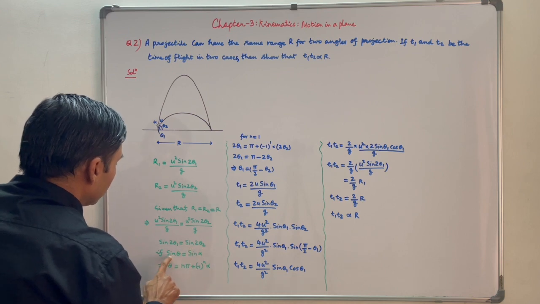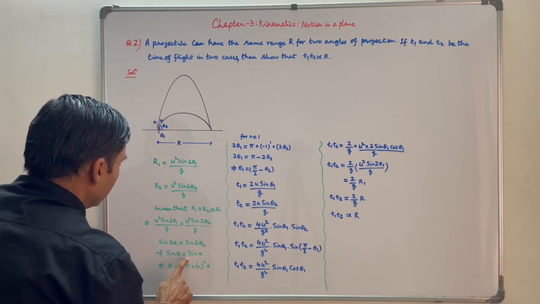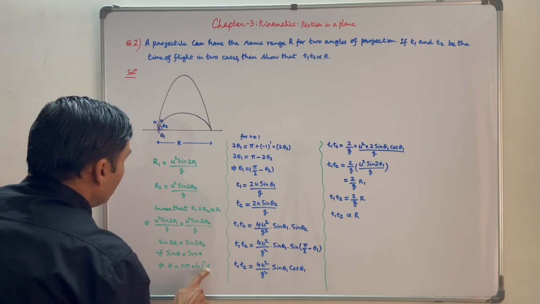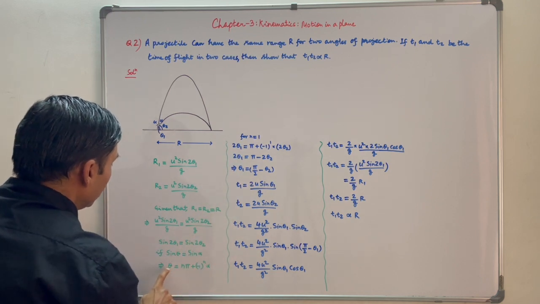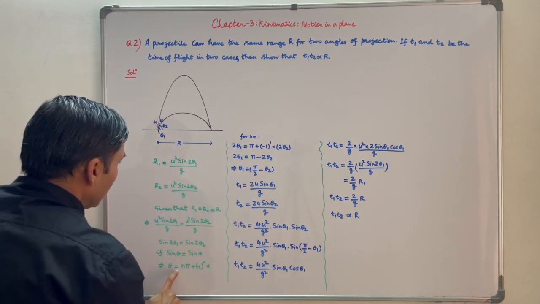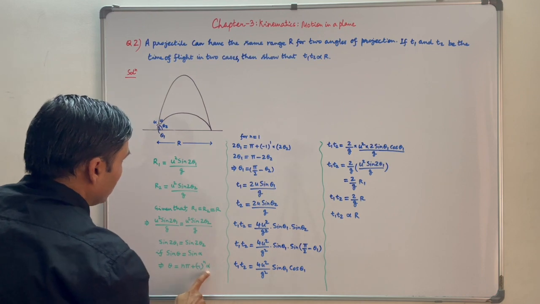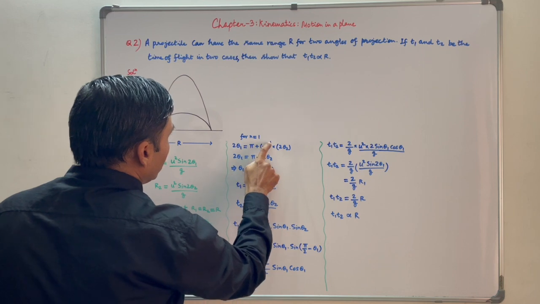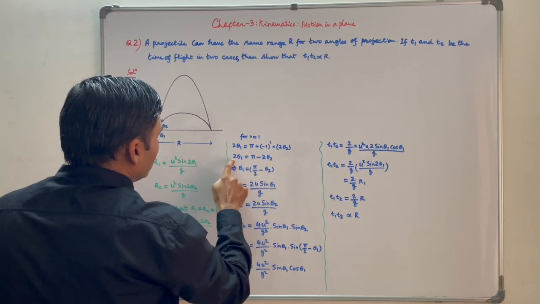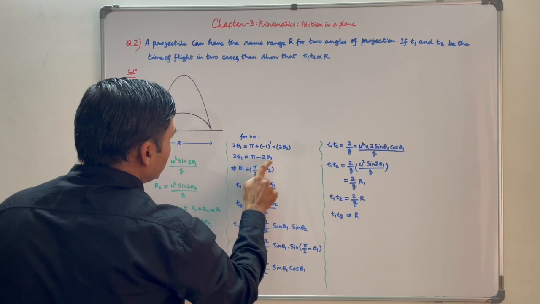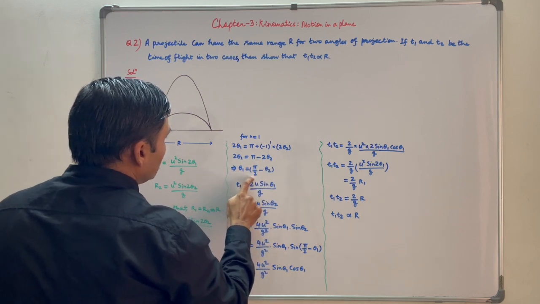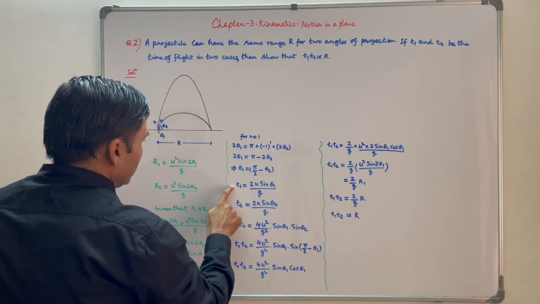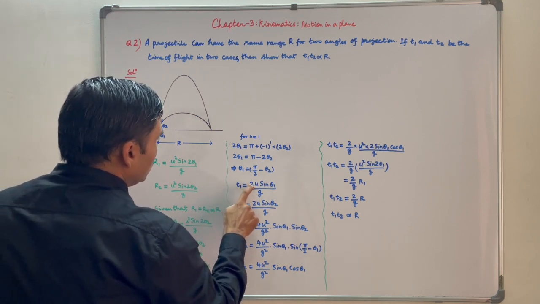General solution for sine theta is equal to sine alpha is theta is equal to n pi plus minus 1 to power n alpha. For n is equal to 1, write 2 theta 1 in place of theta and 2 theta 2 in place of alpha. So 2 theta 1 is equal to pi plus minus 1 to power 1 into 2 theta 2. So 2 theta 1 is equal to pi minus 2 theta 2, or theta 1 is equal to pi by 2 minus theta 2.